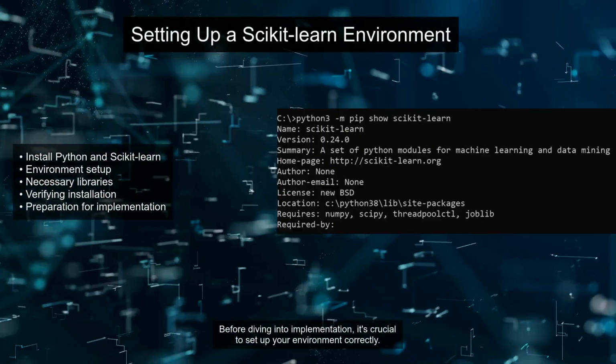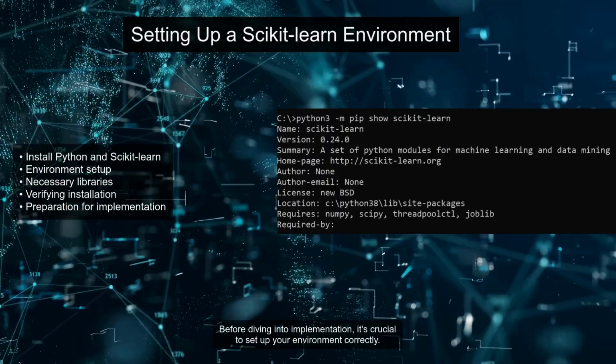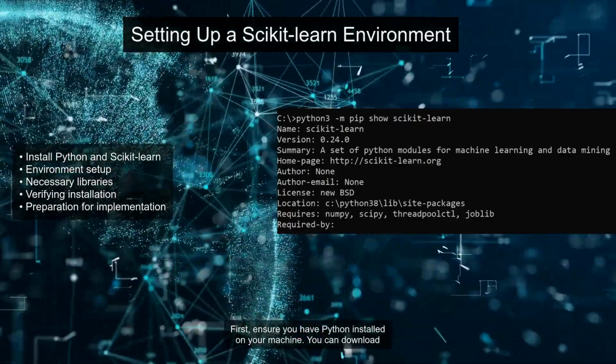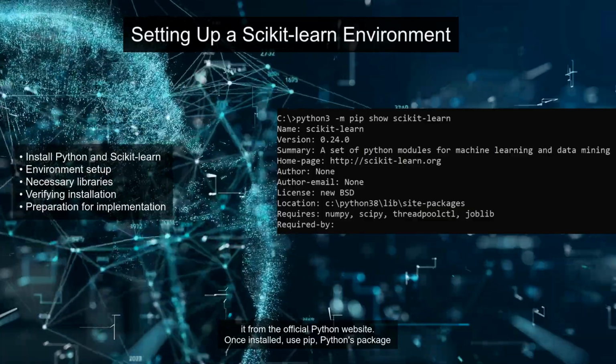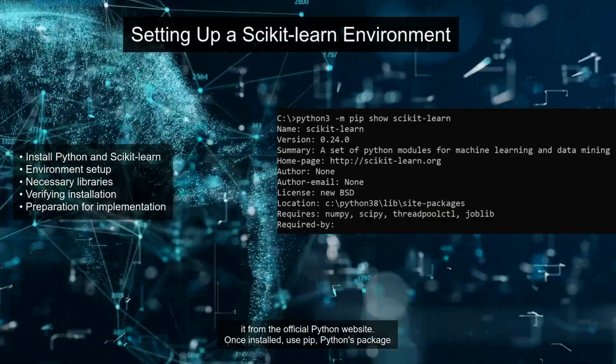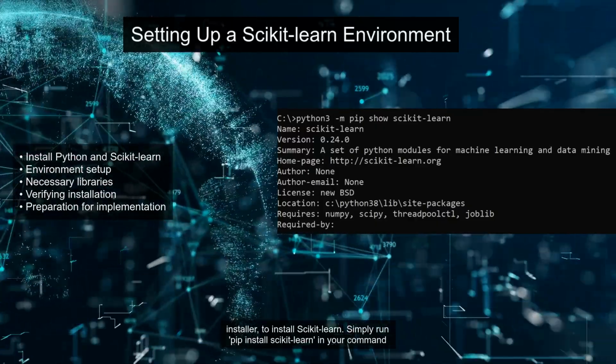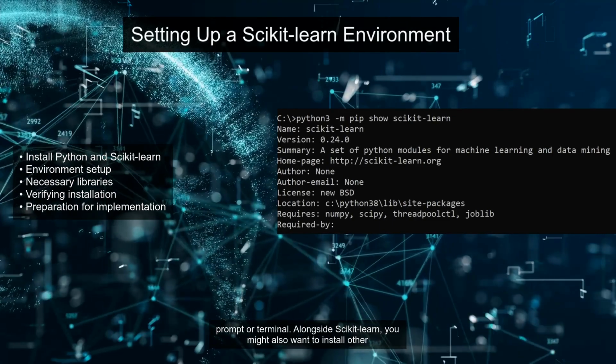Before diving into implementation, it's crucial to set up your environment correctly. First, ensure you have Python installed on your machine. You can download it from the official Python website. Once installed, use pip, Python's package installer, to install Scikit-learn. Simply run pip install scikit-learn in your command prompt or terminal.